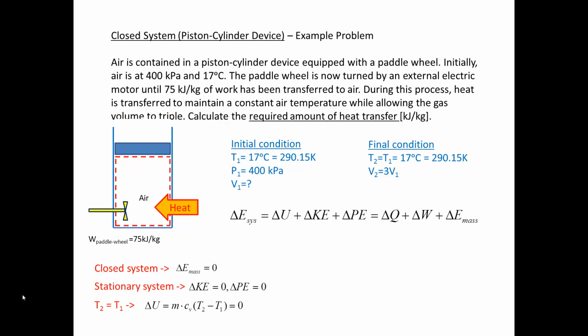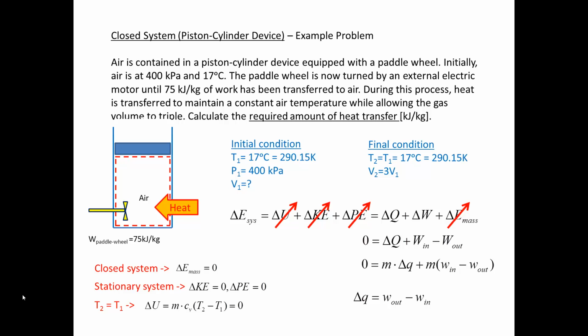When we apply all information to the energy balance equation, only remaining terms are heat transfer and work transfer. So we can find heat transfer per unit mass during this process by work out minus work in per unit mass.